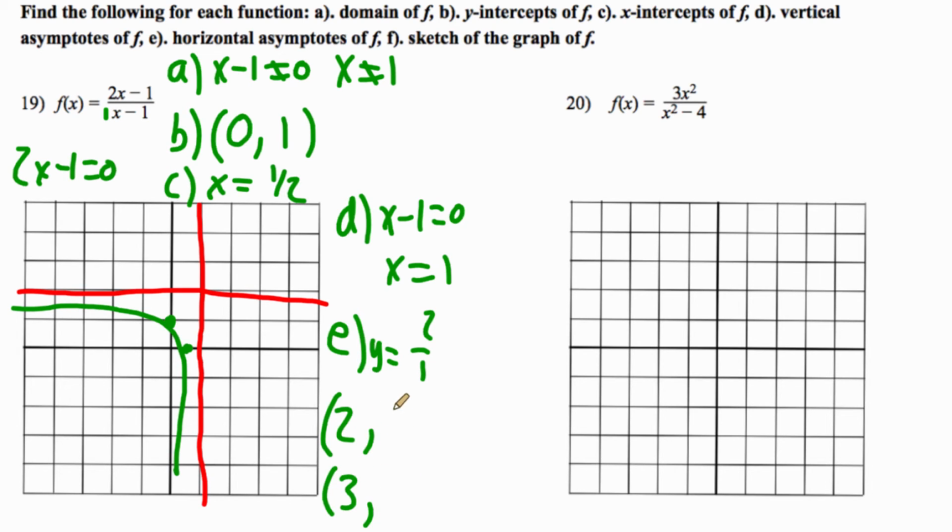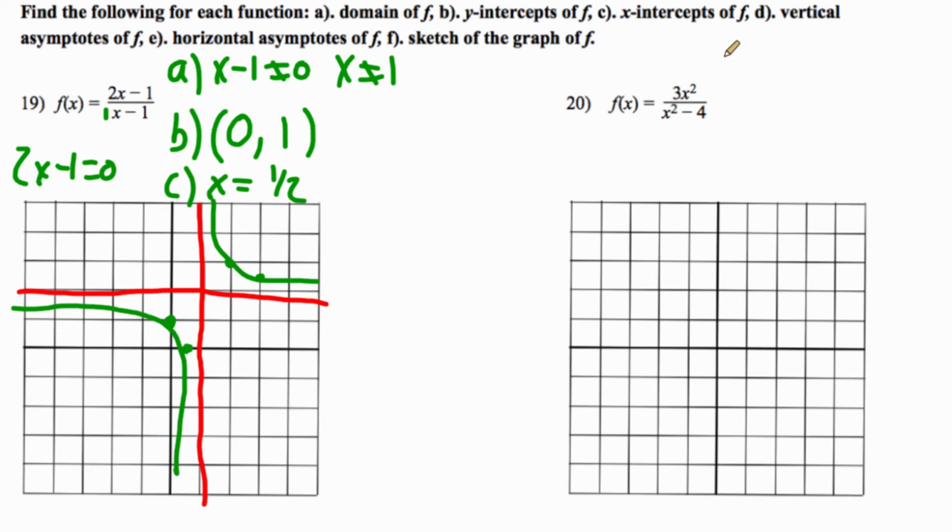When we plug in 2 for our x value, we should get 3 as our y value. So I'm going to plot that point out. 2, 3 is right there. When we plug in 3, we should get 2.5 as our y value. So that ends up being right about there. And then I think we can get a general idea of what our graph is doing. So it should look something like that when we're all done.